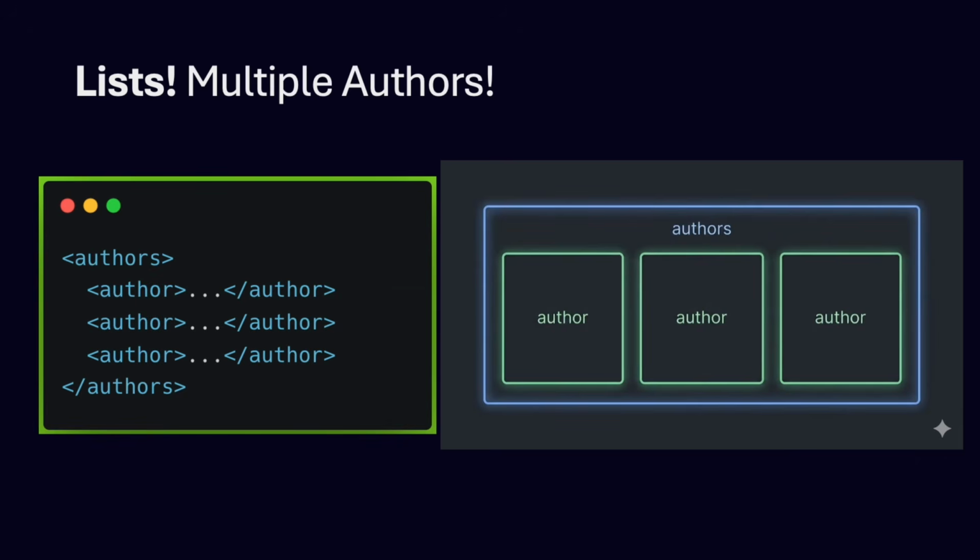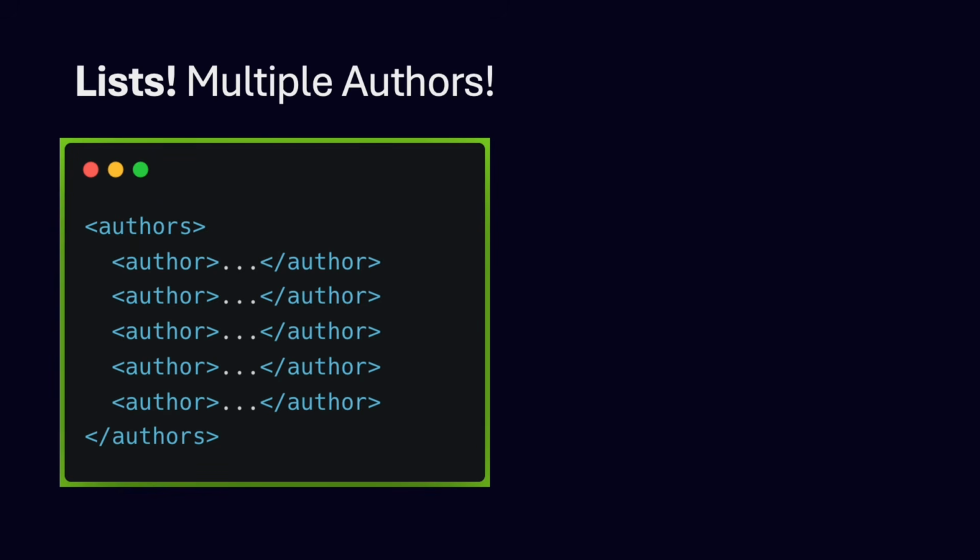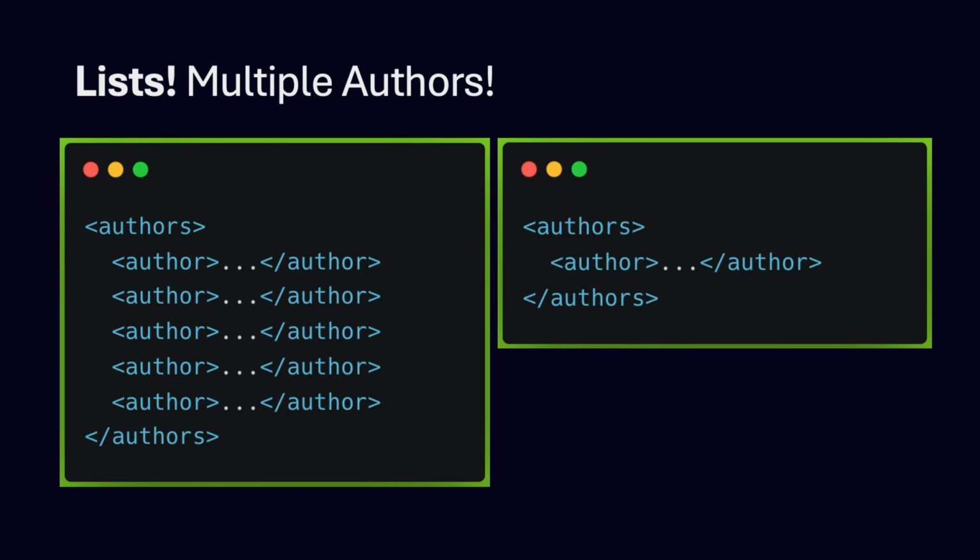Now a book can have as many authors as it wants. What if a book has 5 authors? Then put 5 author tags inside. What if it has only 1 author? Then just put 1 author tag inside.